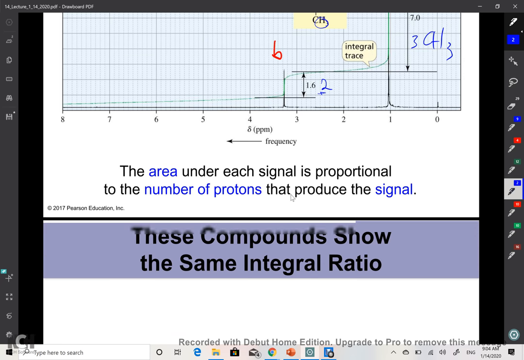Yes, sir. So you're saying the bigger signal is the 7 plus the 1.6? No. That's 1.6, yes, and 7 is the integration in terms of ratio. Remember, I said the integration can be in terms of ratio, or it can be in terms of the number of hydrogens directly. If it's given in terms of ratio, you need to do a little bit of algebra to find the number of hydrogens.